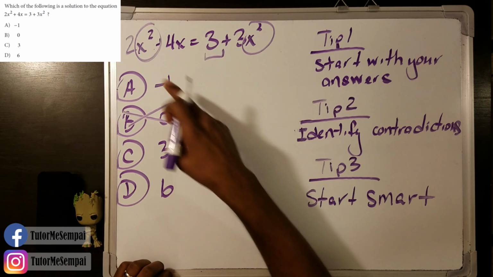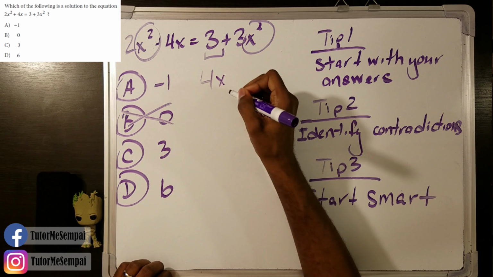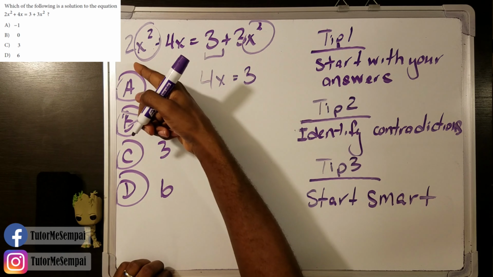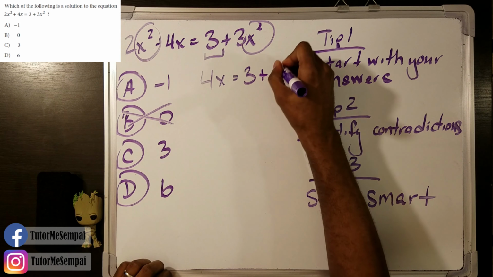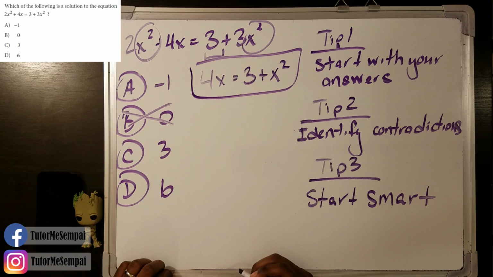And when I do that, I would move this X squared over here, and I would rewrite this as 4X equals 3. And what do you get when you move over this 2x squared to this side? Well, you get a plus x squared. So now this is the equation I have left. 4x equals 3 plus x squared.